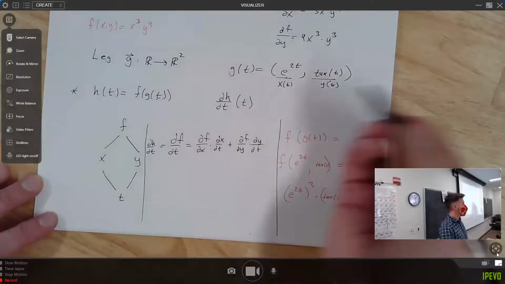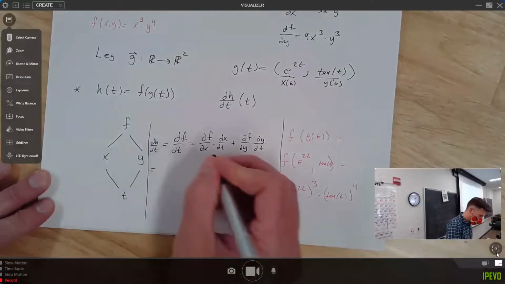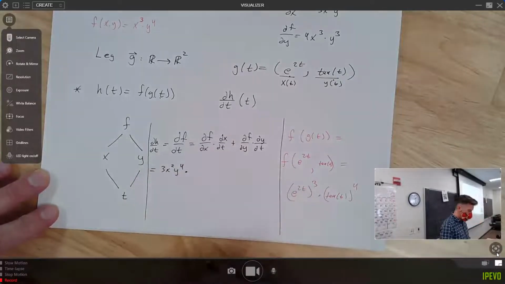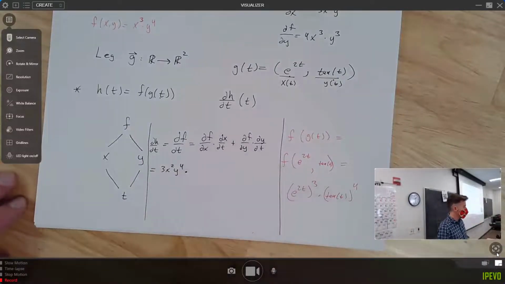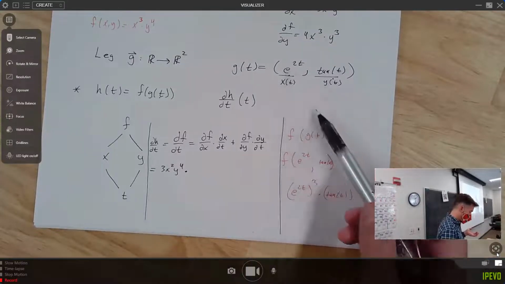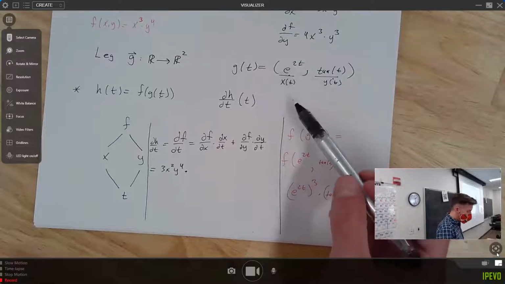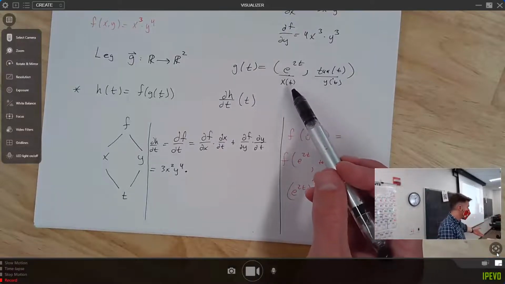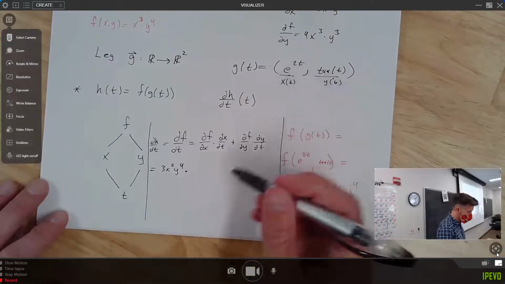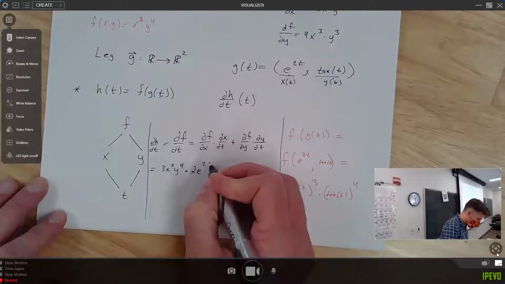Del f del x, they gave it to me. How kind. Del f del x is 3x squared y to the 4th. What's dx dt? Well, what's x? X is the first coordinate that we're inputting. So x as a function of t is e to the 2t, and dx dt is going to be 2e to the 2t.